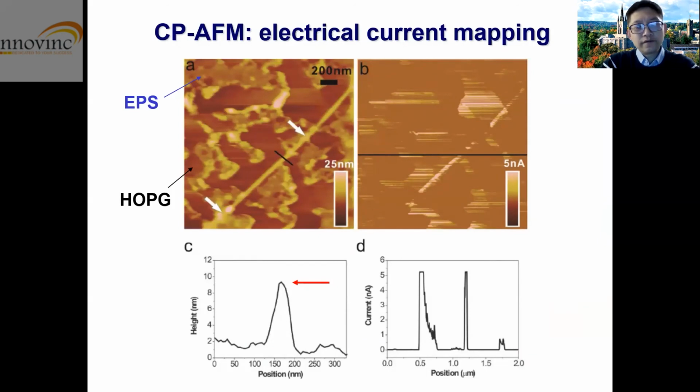Next, we repeated the 2006 PNAS paper's result, also doing conductive AFM. This is the morphology of the bacterial nanowire. In our result, we also show the conductivity of bacterial nanowire across the cross-section of the nanowire. Here, for example, the brighter region is the nanowire, showing it is conductive.